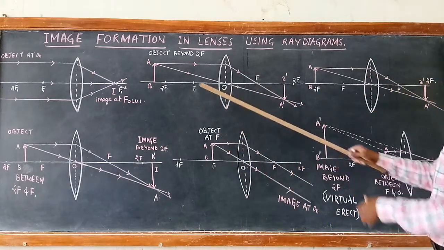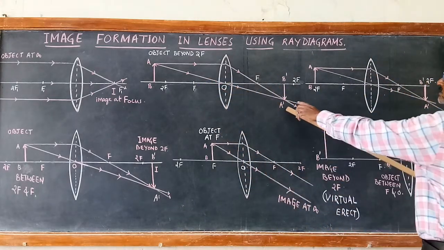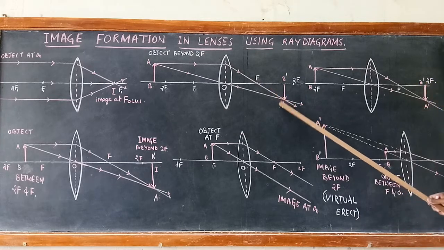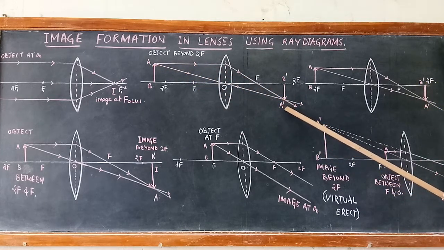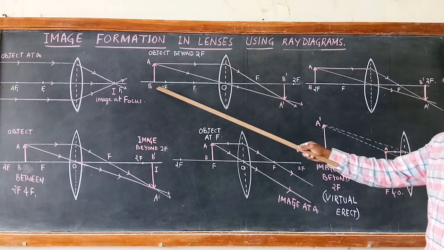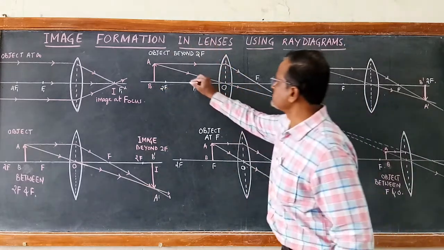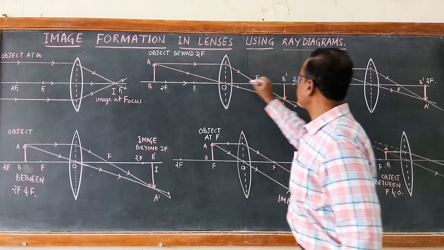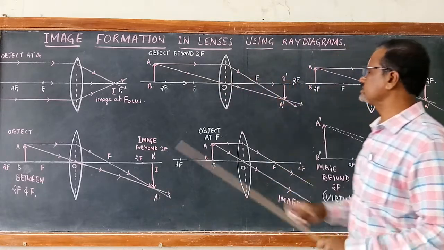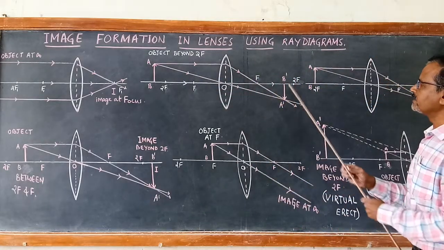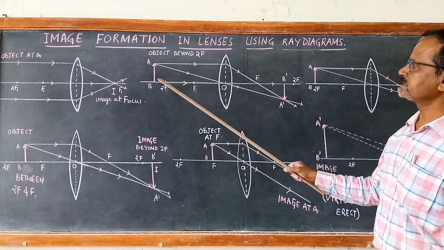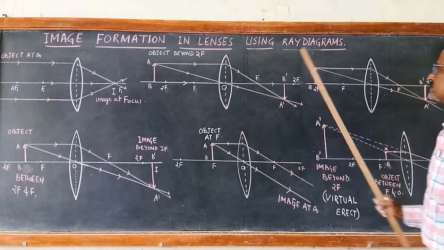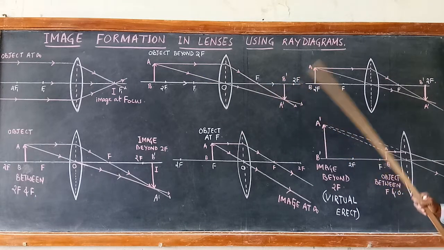You see these rays after convergence, they are meeting at this point A dash. Since they are emerging from A, this forms the image A dash. The one which is along the principal axis goes undeviated and that forms B dash. Thus, we are getting the inverted image A dash B dash. Where is the position of the object? Object is just beyond 2f. Image is between f and 2f.